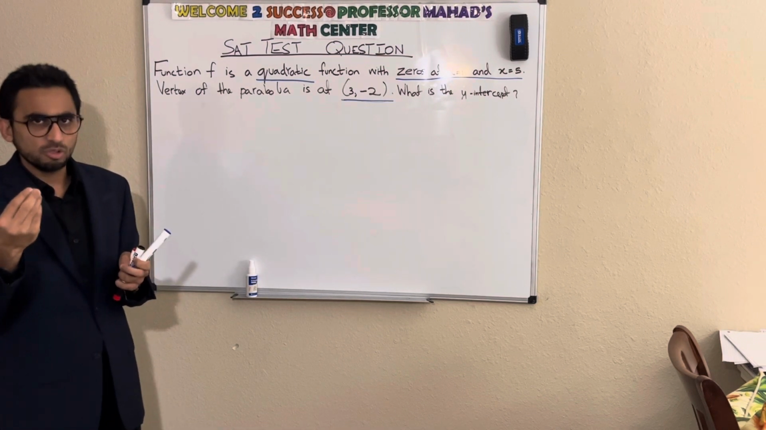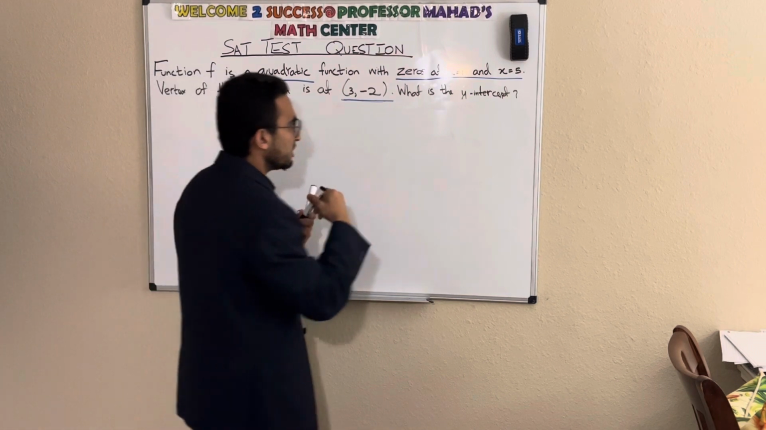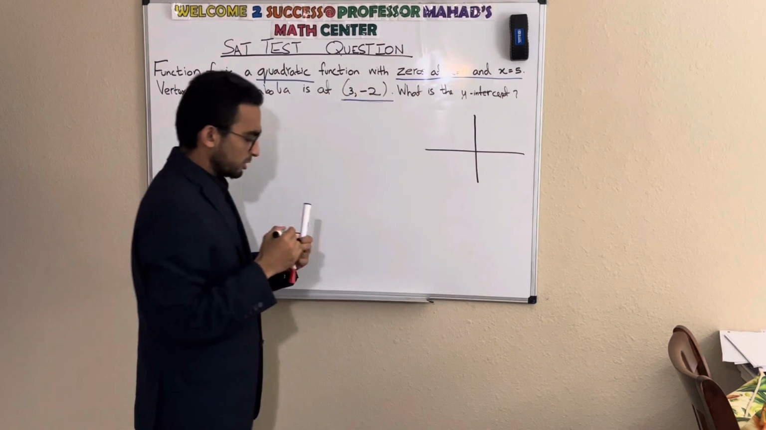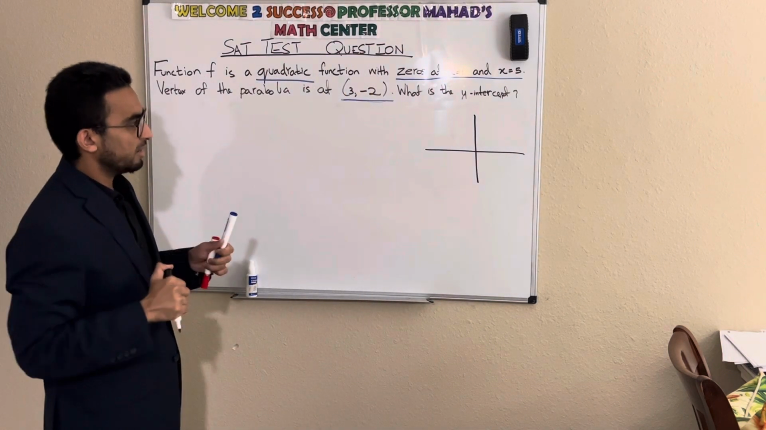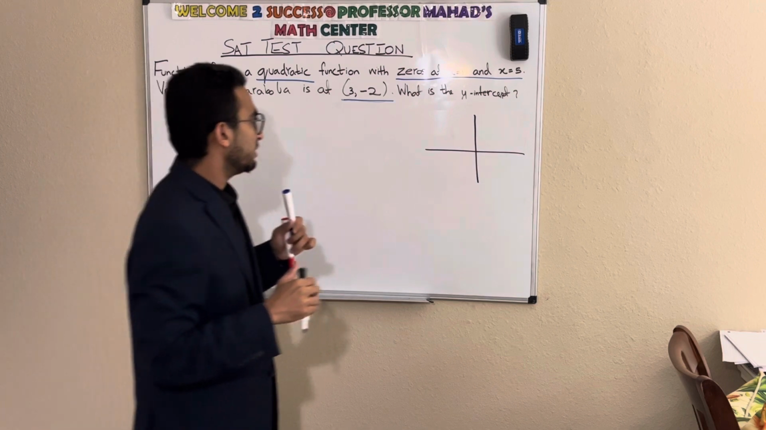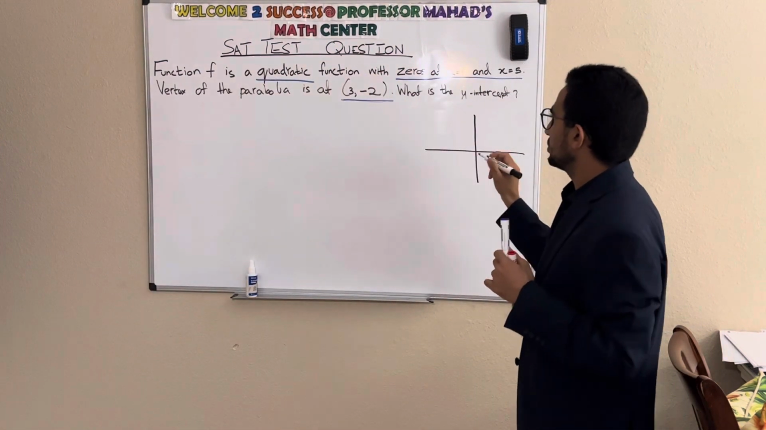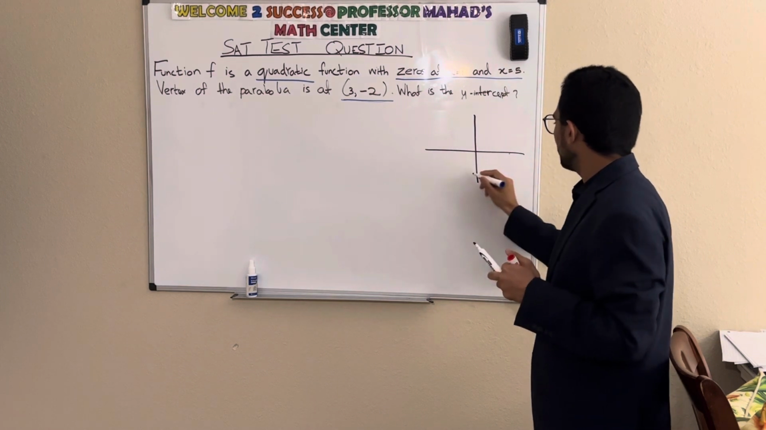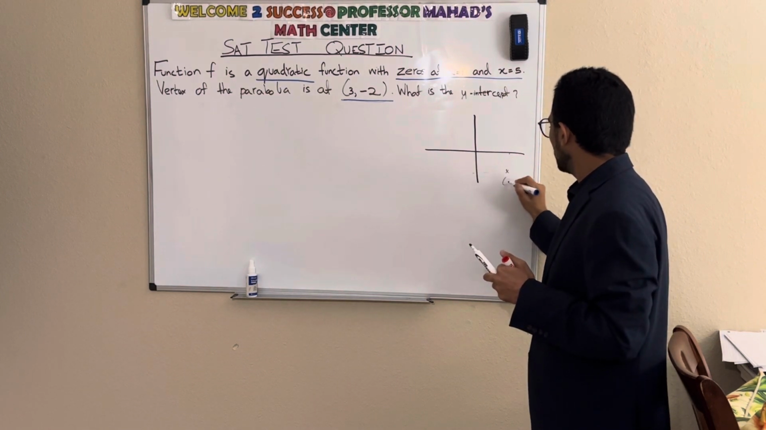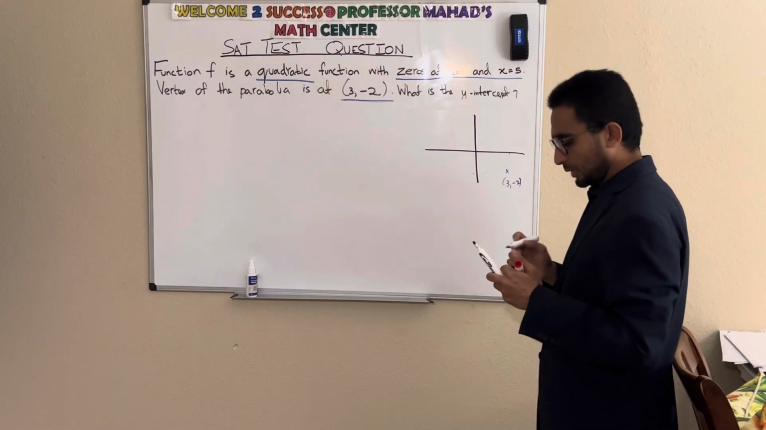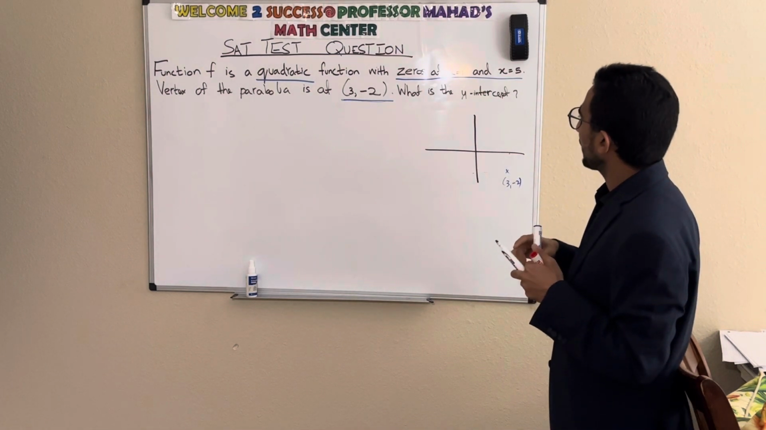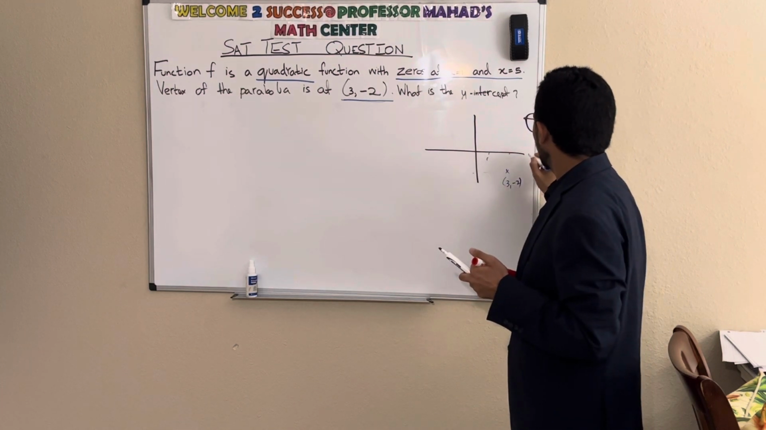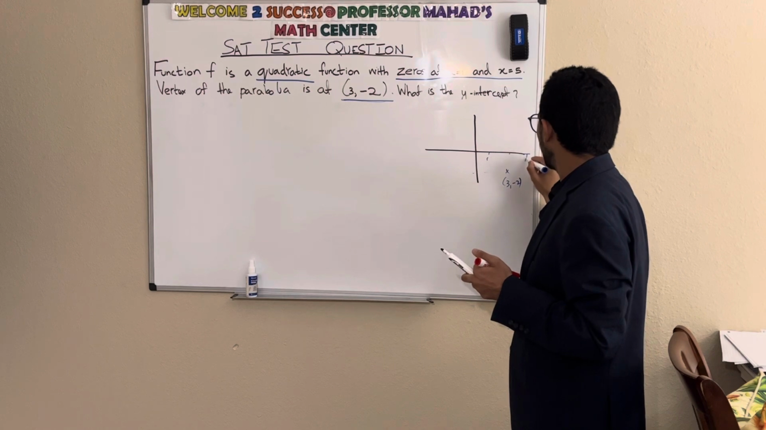So let me give you a graphical visualization. So let's have a visualization with a graph. So you have (3, -2), somewhere here you have your turning point, right? And then you have x is equal to 1 and x is equal to 5.